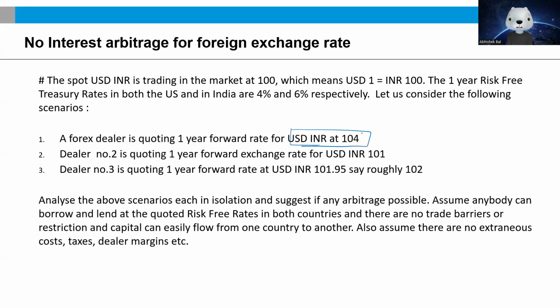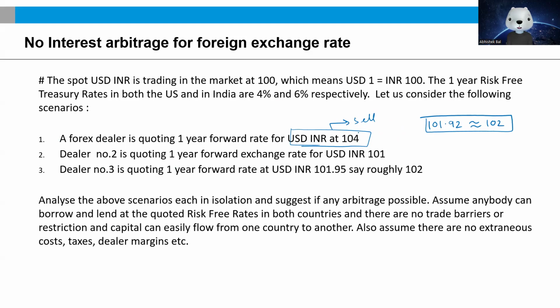So obviously you can understand if that is so, you should then sell this forward contract. Why should you sell this forward contract? Because for one simple reason, the justified forward rate 1 year down the line, we have calculated to be 101.92. We could equate this to about 102 roughly for our calculation purposes. If anything is selling higher than that, obviously that's overpriced and we must sell.